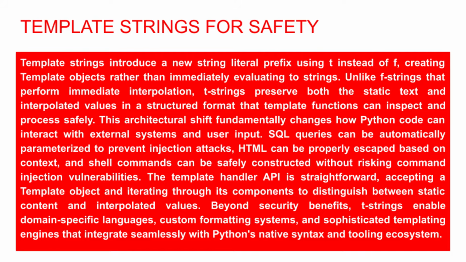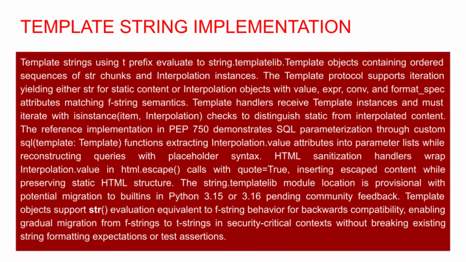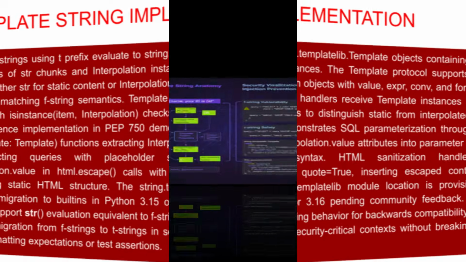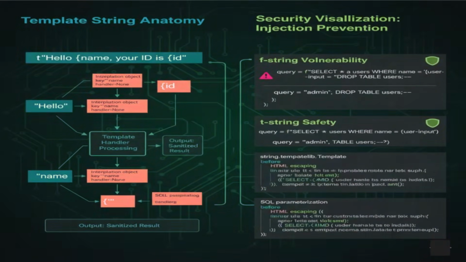Imagine building an SQL query with regular F strings. You're asking for SQL injection vulnerabilities. With T strings, you can write a function that properly escapes and parameterizes your query automatically. Same goes for HTML, shell commands, or any context where mixing untrusted data with code or markup is dangerous. This isn't just safer, it's also more powerful. You can build domain specific languages, custom formatters, and templating systems that integrate seamlessly with Python syntax. And because T strings use the same familiar F string syntax, there's almost no learning curve.